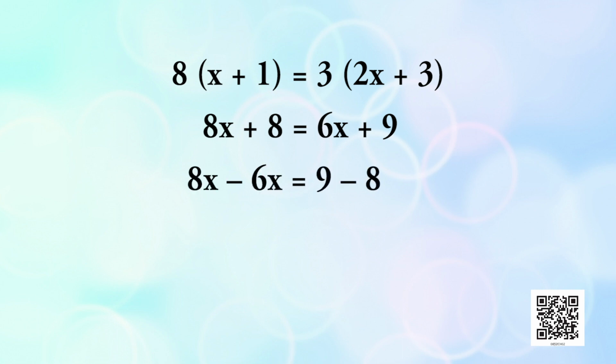That means by taking the x terms at one side and constants on the other side, it becomes 8x - 6x is equal to 9 - 8. That means 2x is equal to 1, hence the solution is x = 1/2.